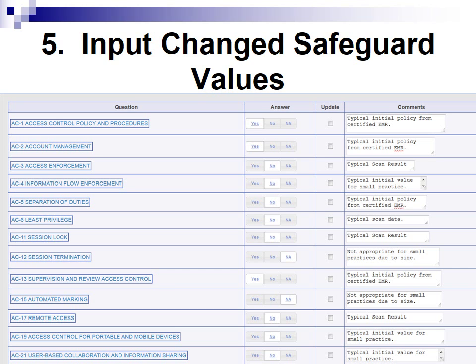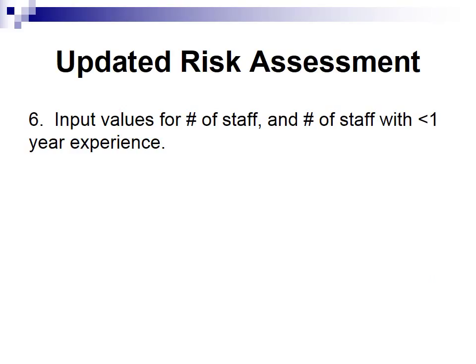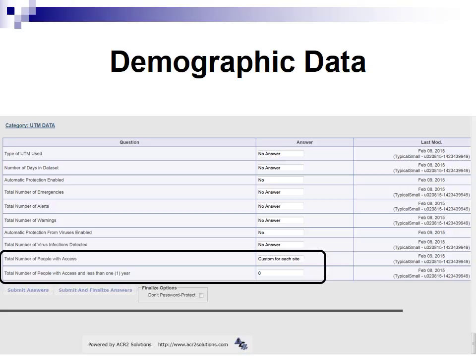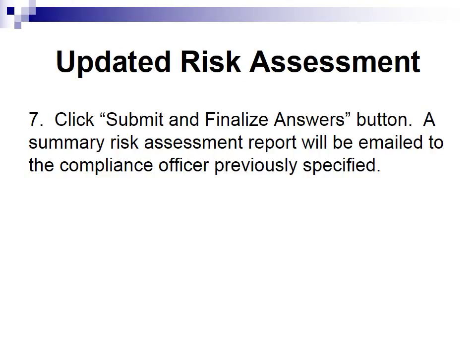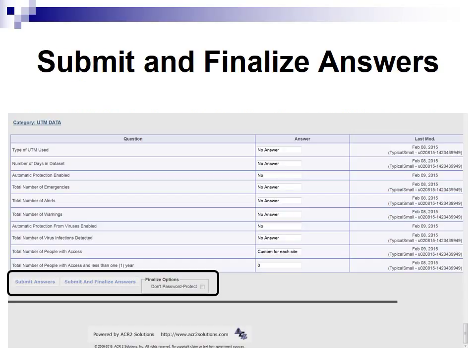Input all changed or updated safeguard values. Input demographic data for your practice. Demographic data will include the number of people with access to protected information and the number of people with access who also have less than 1 year of experience at this location. After inputting data, click on the Submit and Finalize Answers button. A summary risk report will be sent to the email address for the compliance officer.